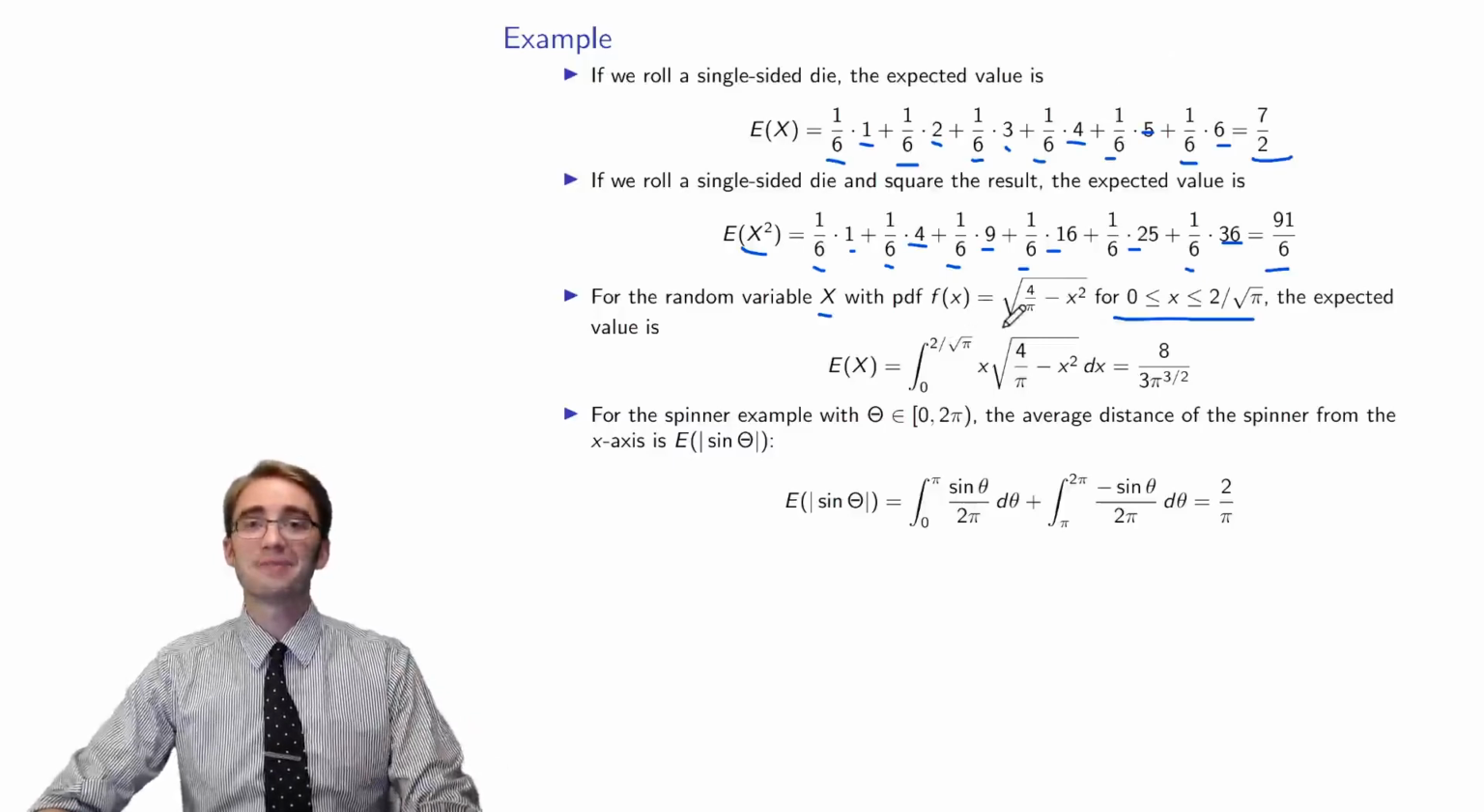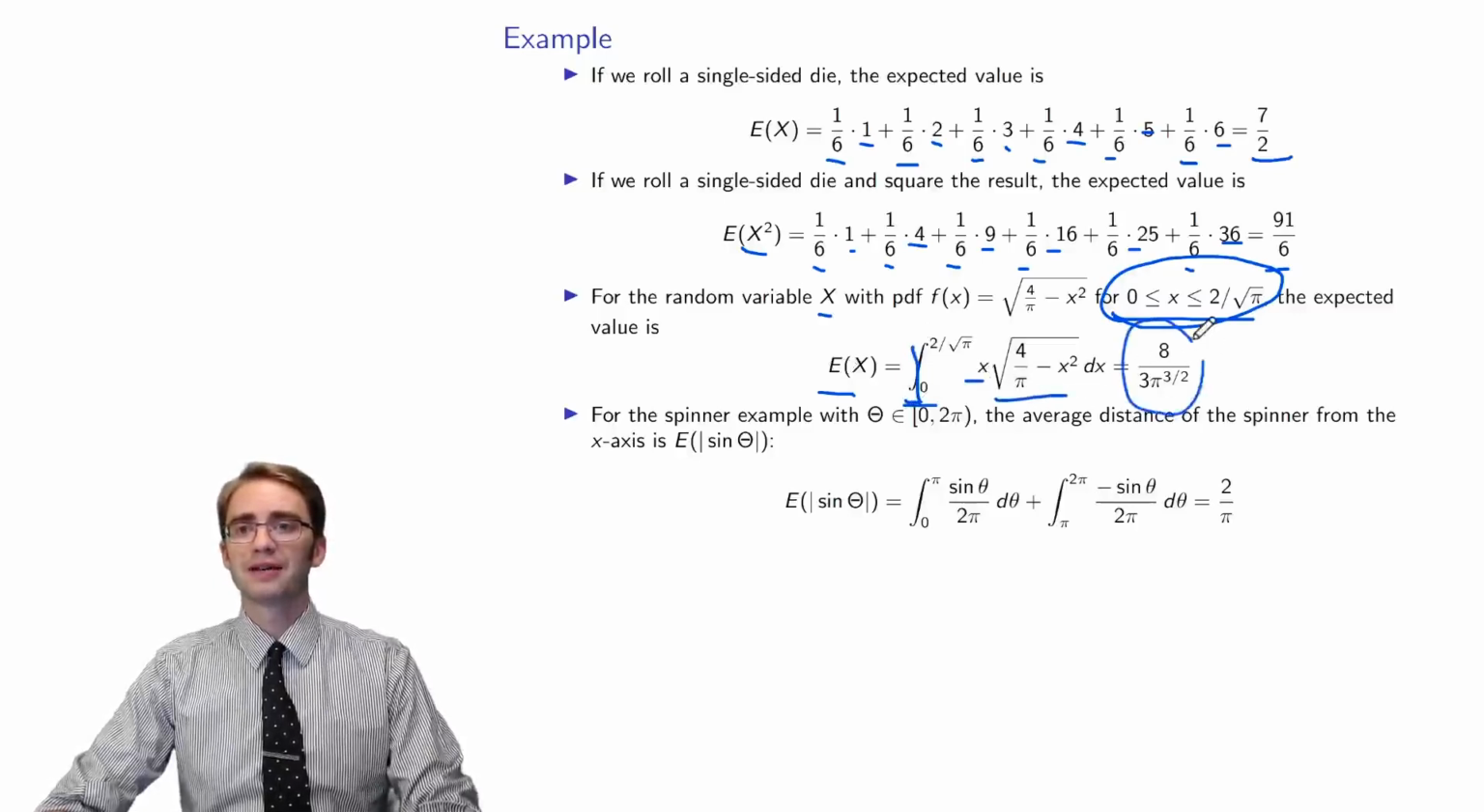So let's just take this PDF, for example. What is the expected value there? Well, you integrate. As I said, we define this PDF just for x between 0 and 2 over root pi. And so the expected value is the integral from 0 to 2 over root pi of x times the PDF, and that ends up being 8 over 3 pi to the 3/2, for whatever that's worth.